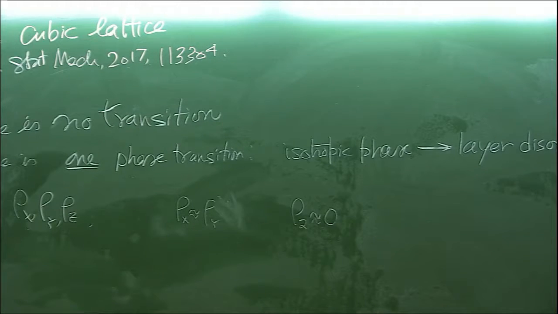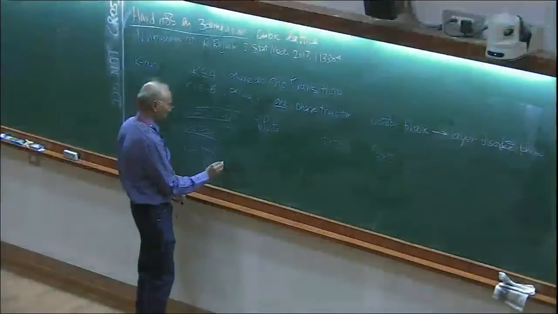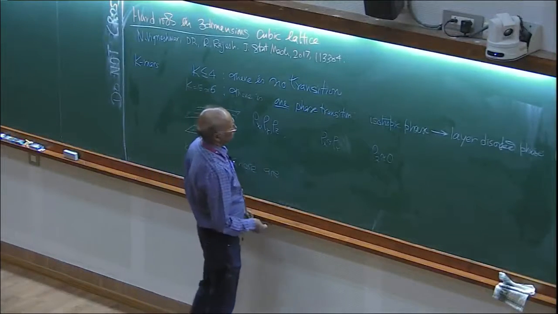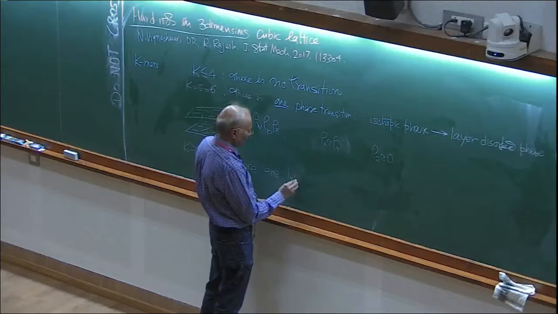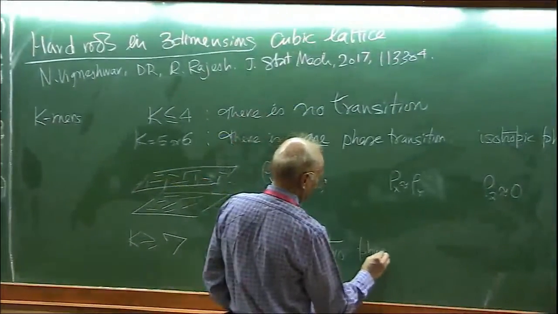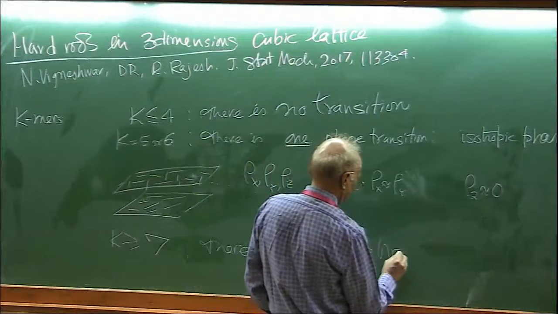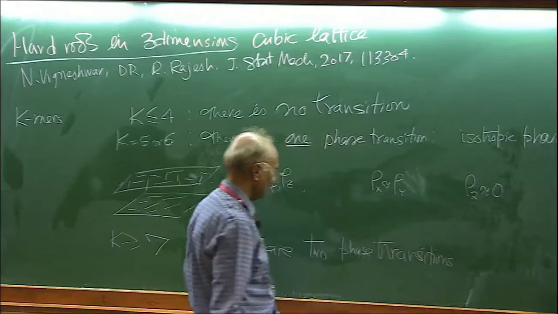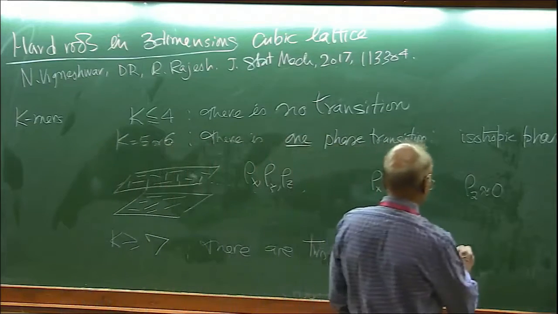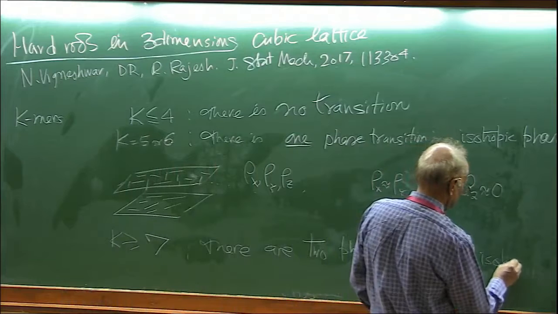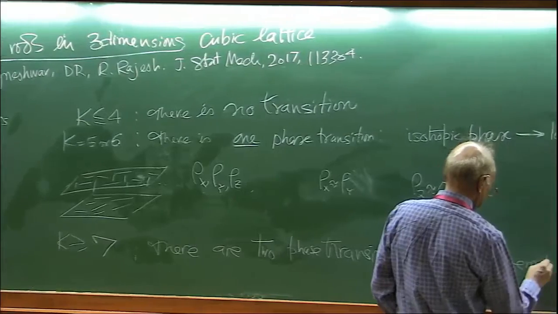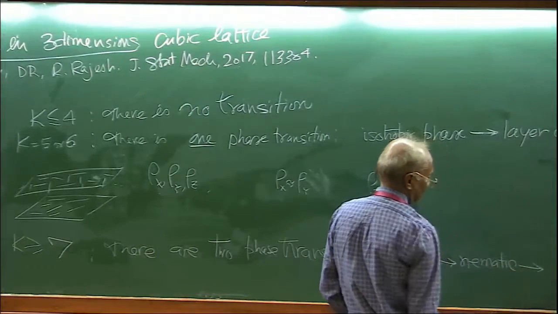Okay. However, if you go to k bigger than or equal to 7, then there are two phase transitions. So it is isotropic, goes to nematic, goes to layer disorder.